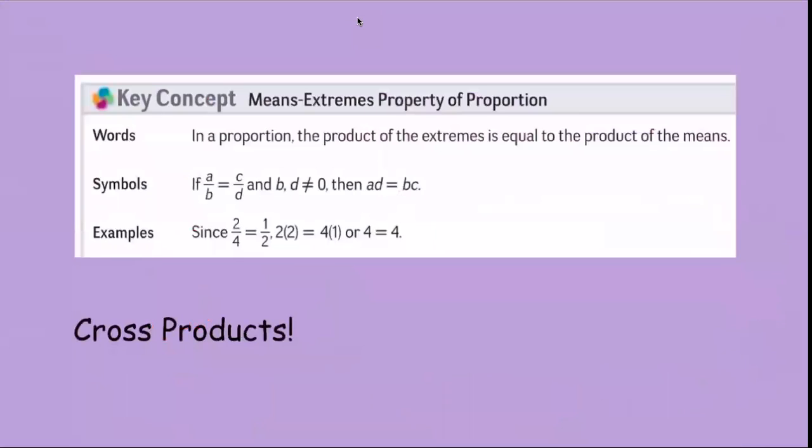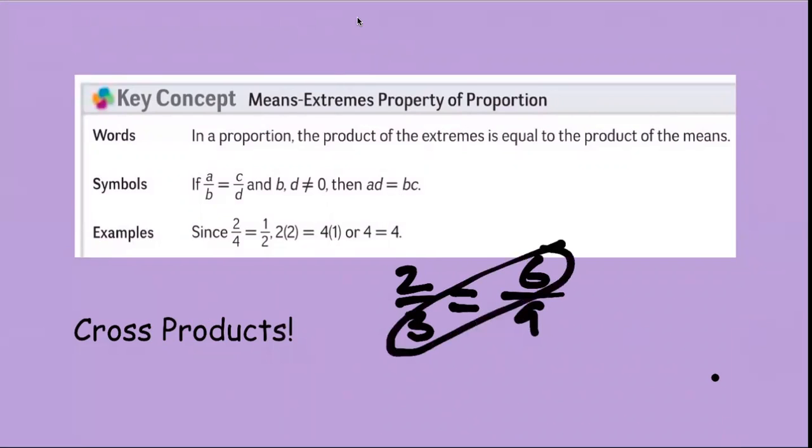Now, there's this thing that the book talks about next called the means extreme property of proportion. You can feel free to read this and all that, but this is a big way of saying cross products work. Now, in order for a cross product to work, to check whether or not something's proportional, it has to be going across an equal sign. So you need something like 2/3 equals, and then we'd say 6/9. And if you do cross products, and I've heard it incorrectly called butterfly, it's not called butterfly, it's called cross products.